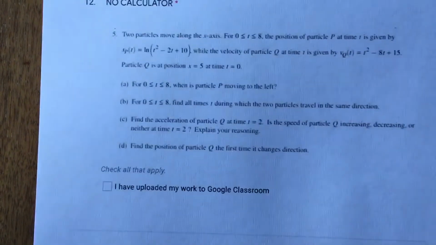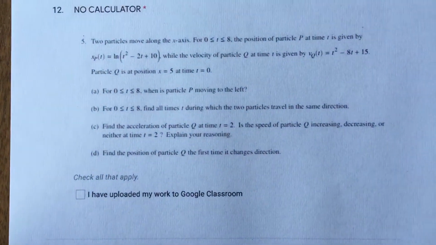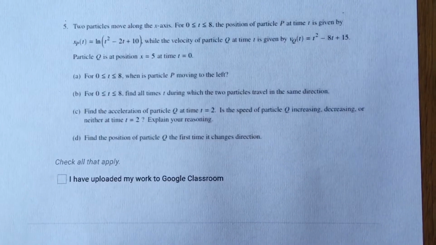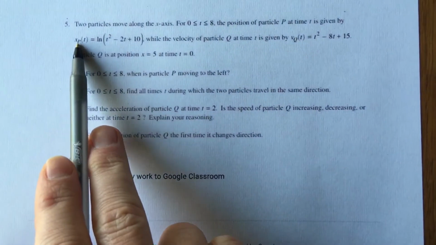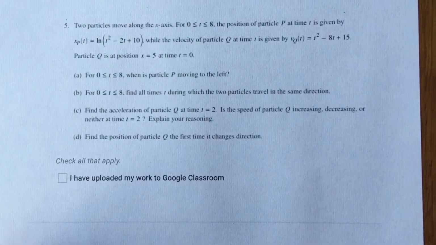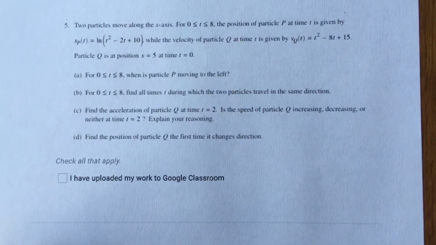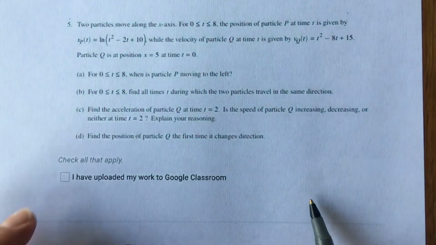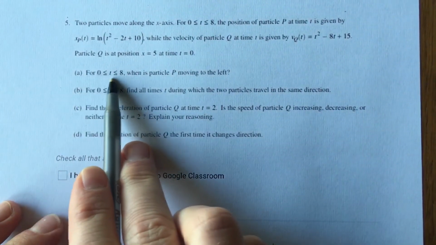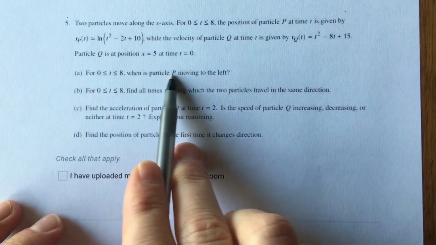All right, now we're going to do the second free response from review day 13. We've got two particles in motion given to us. The first one, we're given its position function, but for the second one, instead, we're given just its velocity. So you got to be real careful about what each of these equations represent. So part A says from 0 to 8, when is particle P moving to the left?